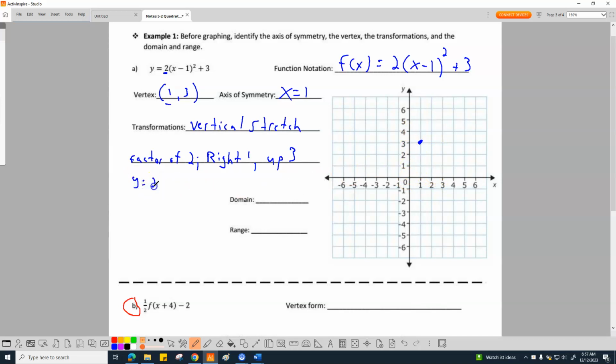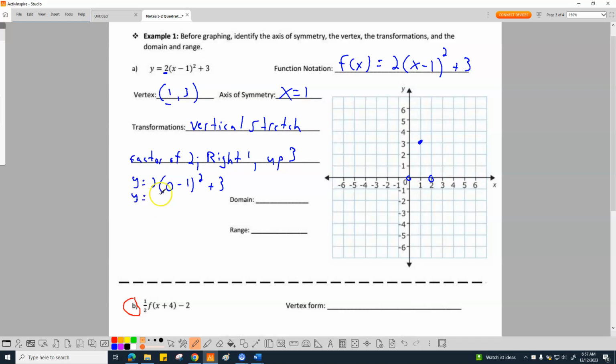Y equals 2. I'm going to plug in my 0 right here. Do you see the 0 on my x thing? Because I know it's going to cross over. So where my x equals 0, which is right here, and my x equals 2. Those are the things I'm interested in. So 0 minus 1 squared plus 3. And you can just evaluate that.